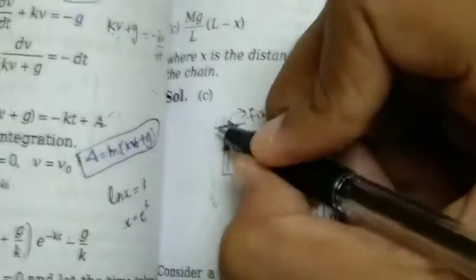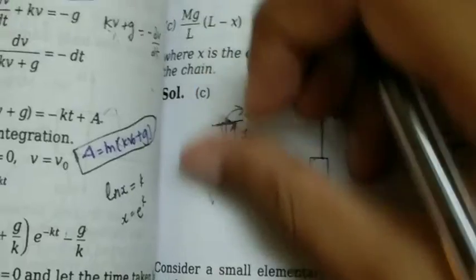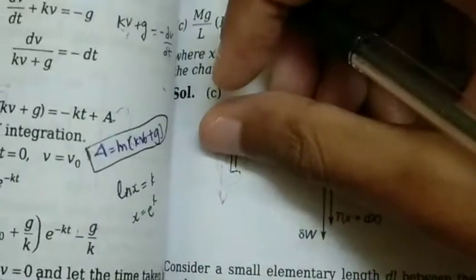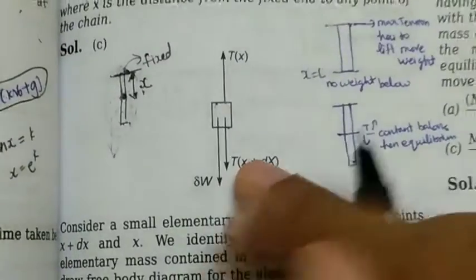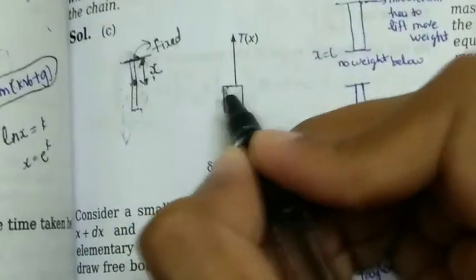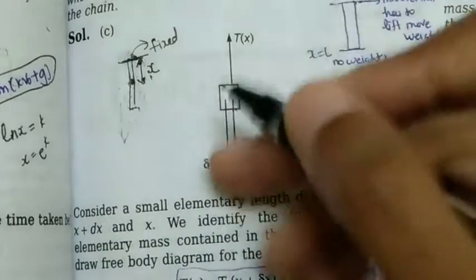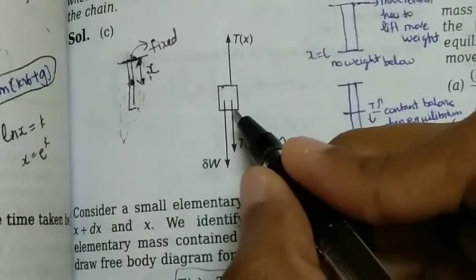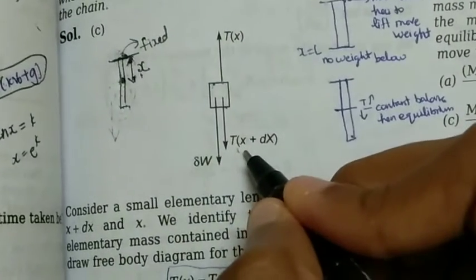Just as the fixed end holds the mass of the entire chain below it, in the same manner this point also has to hold the entire mass of the part of the chain which is lying below it. So it has to lift this entire mass. In the same way here also, below this elementary part there would be some part of the chain. That part of the chain would have its own weight, and because of that weight it would have tension. That is the tension here, T of x plus dx.